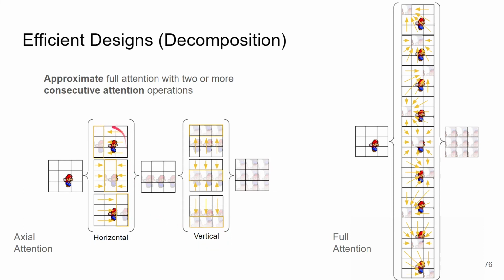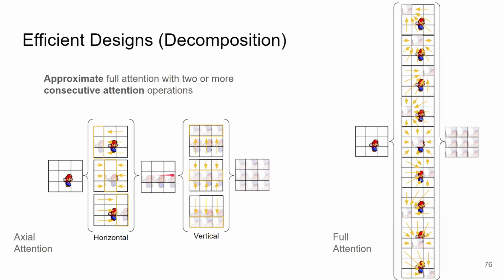Each attention operation here is only involving 3 tokens, right? So this token is only able to attend to this row, this token is only able to attend to this row, and this token is only allowed to attend to this row. And the same goes here and here, but for the middle tokens and the right tokens. Then we get this representation, and then we perform vertical attention.